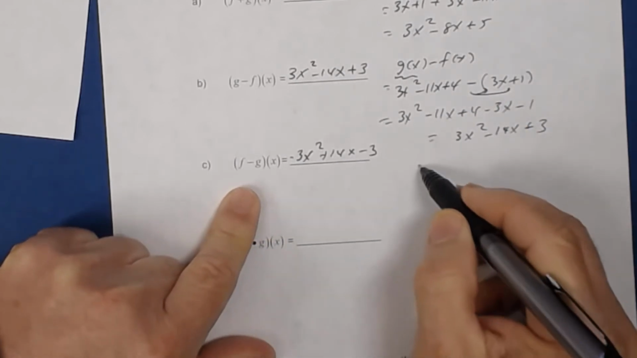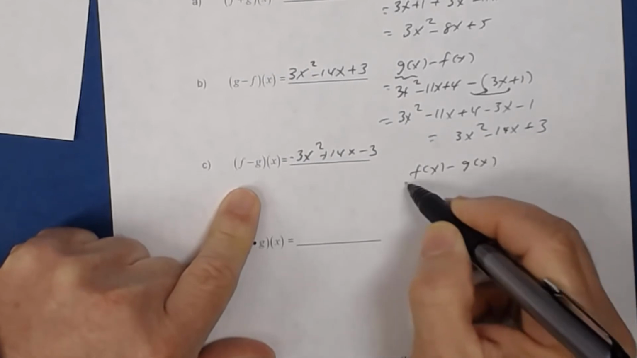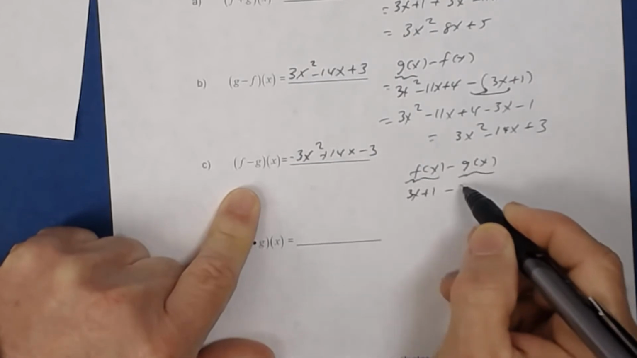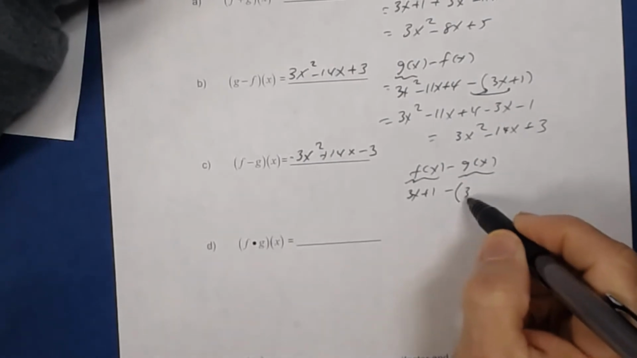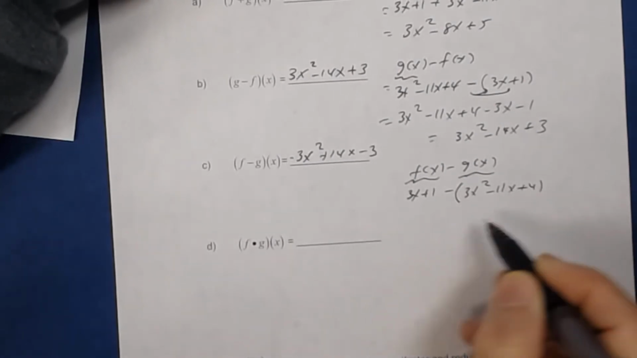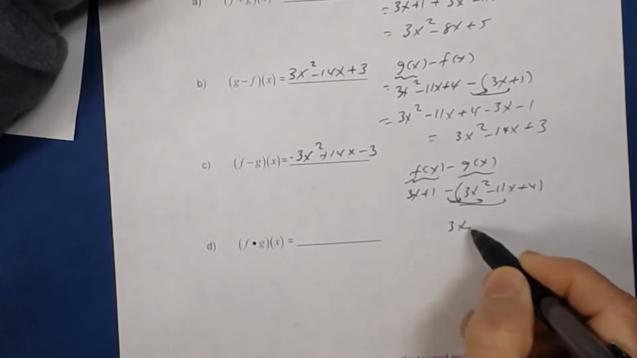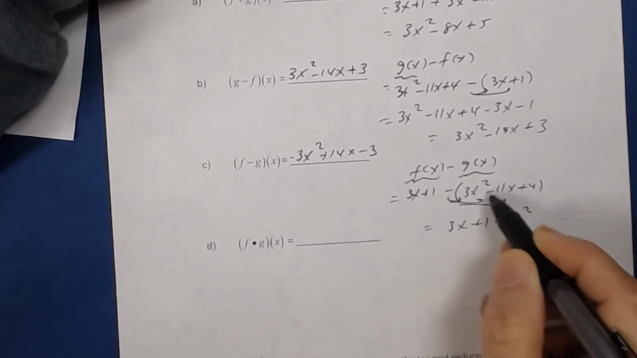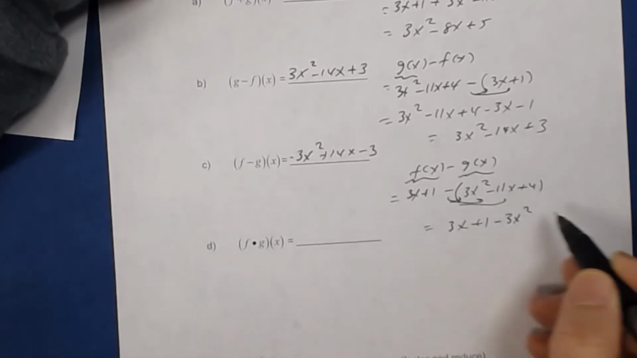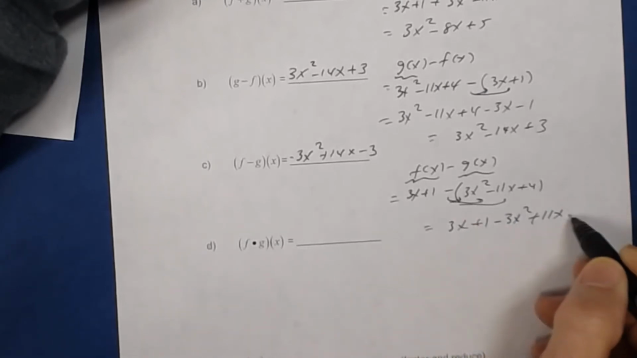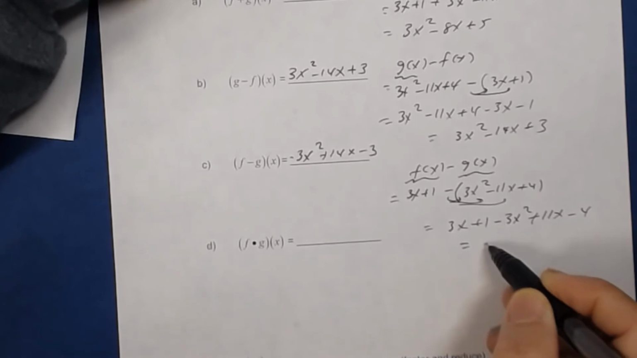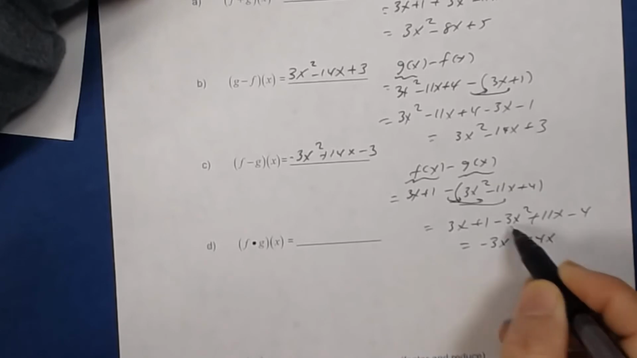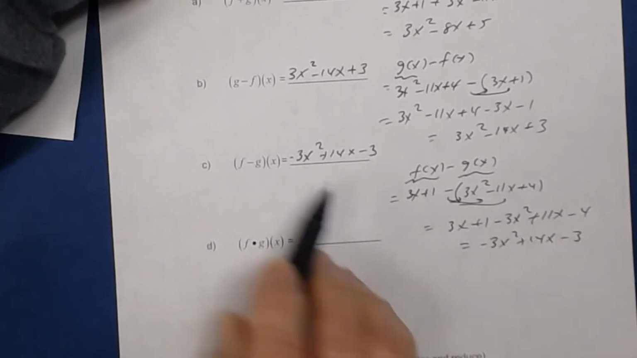By definition, this means f of x minus g of x, right? f of x is 3x plus 1. You're subtracting g of x, so you have to put that in parentheses. g of x is 3x squared minus 11x plus 4. Get rid of the parentheses. I get 3x plus 1 minus 3x squared. A negative times a negative is a positive, right? So plus 11x and then minus 4. Combine like terms and put in descending order. I get negative 3x squared. 3x and 11x is 14x. And then positive 1 and negative 4 is negative 3, and that's what you got here.